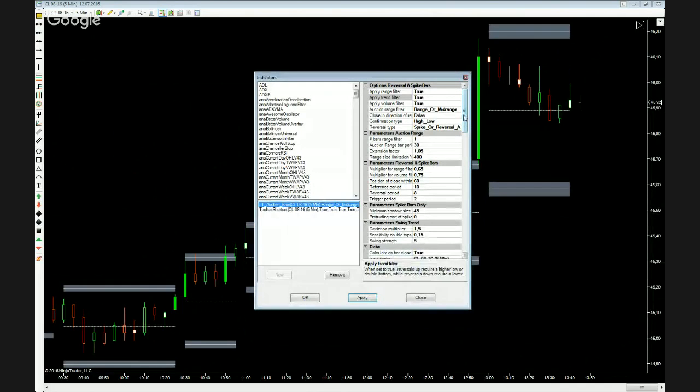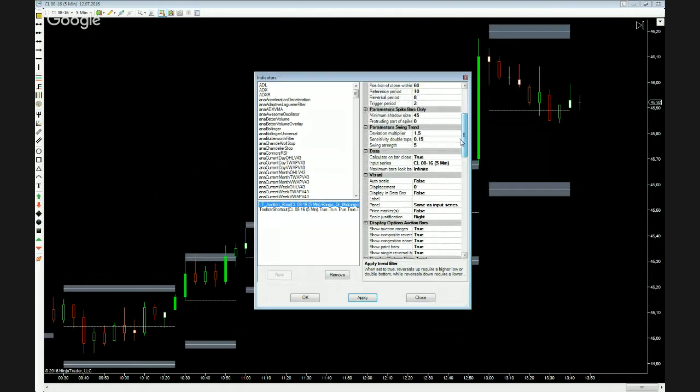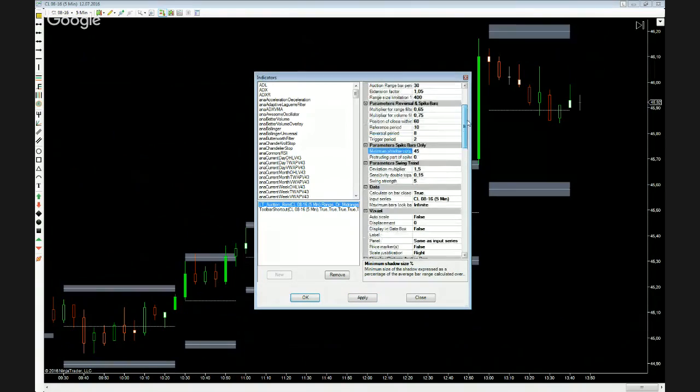And let me see if there was something else I wanted to show here. Yeah, this is the shadow size for spike bars. So we have set this to 45 by default. This is referencing the 10 previous bars. And for reversal bars, they're at 60%.